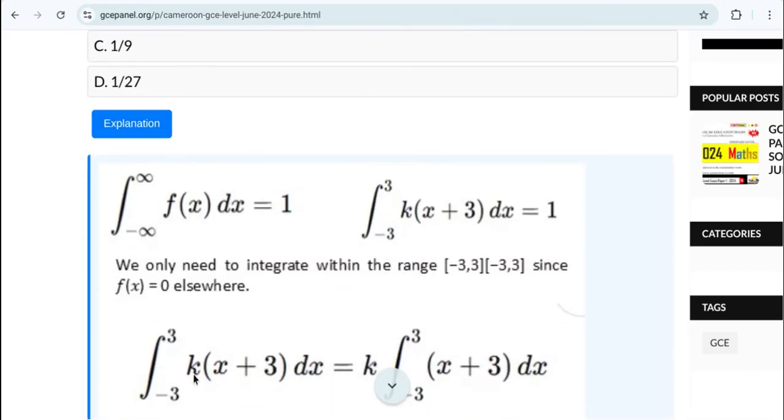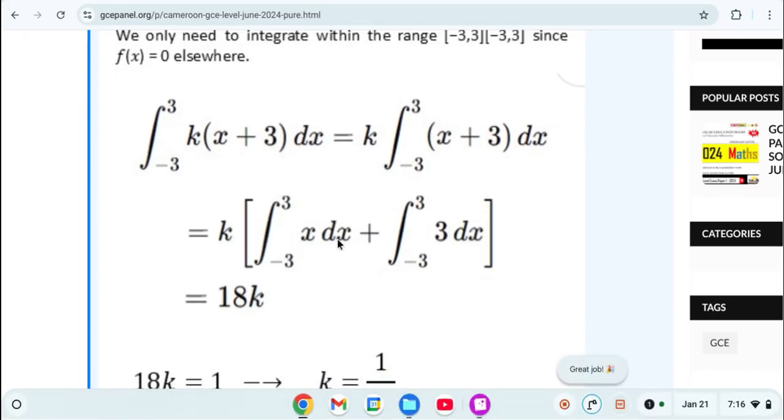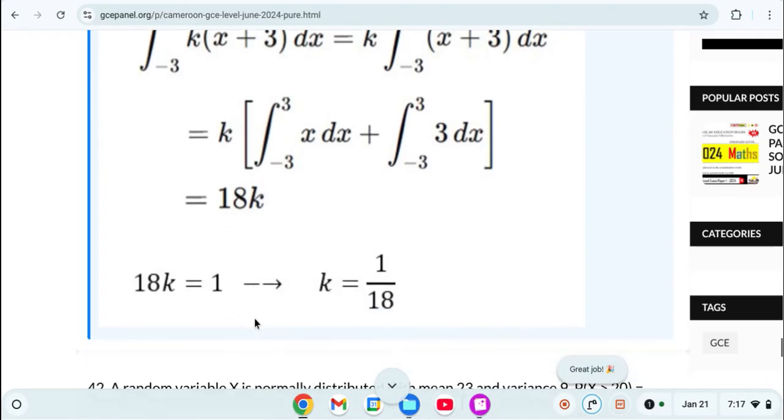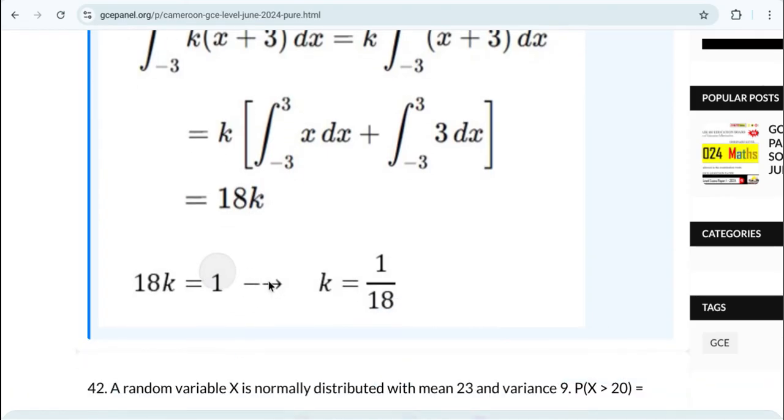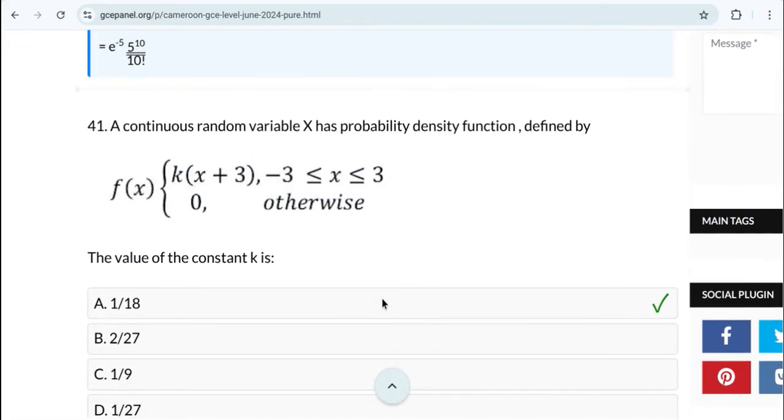The integral from negative infinity to infinity of f of x dx equals 1. So from negative 3 to 3, because all the other points outside negative 3 and 3 are 0, of k times (x plus 3) equals that. So we only need to integrate. When we do this integral and simplify, we are going to have 18k. So 18k is equal to 1, implying that k is equal to 1 over 18. So our key here for this question is A. Question 41 is A.